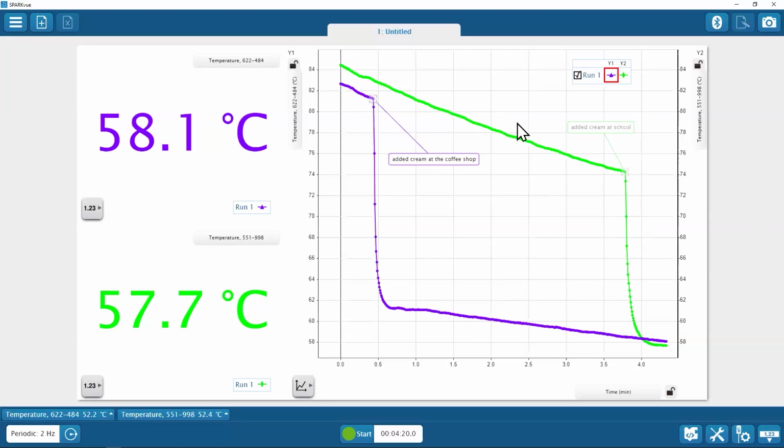How do I determine the rate of change of measurements in a SPARKvue graph using a linear fit? How fast was the typical cooling rate for this cup of coffee versus this one in this center time here? So let me say I have the purple measurement active.